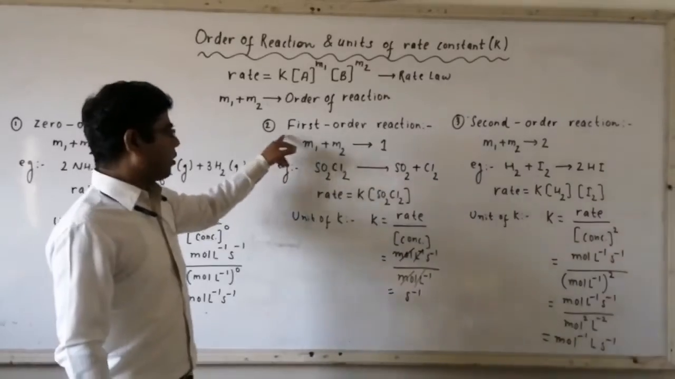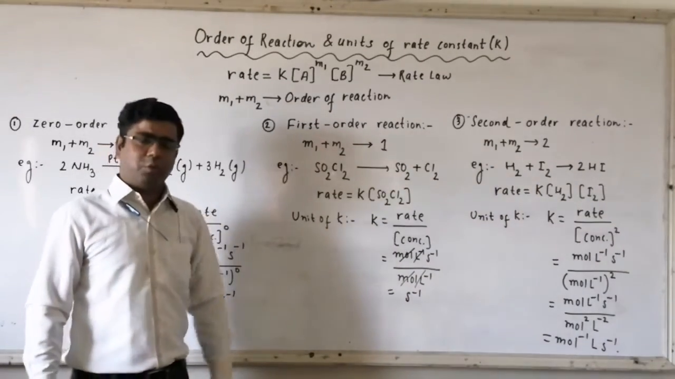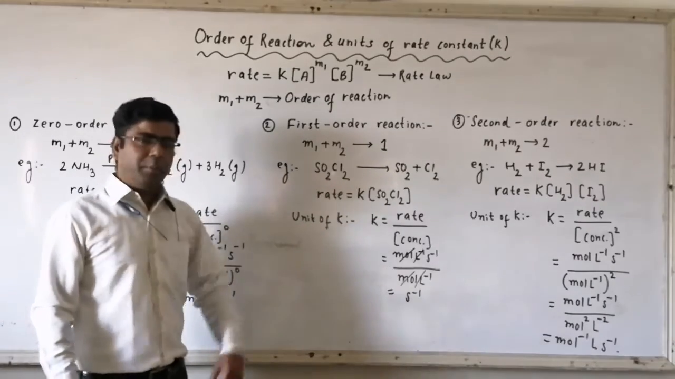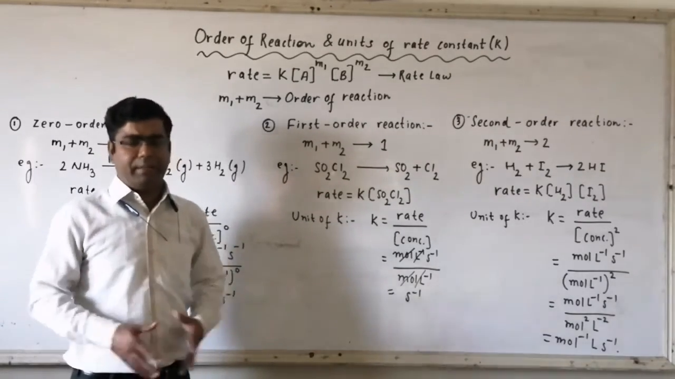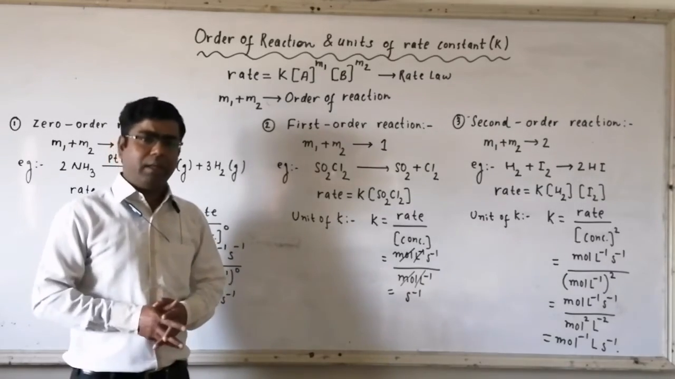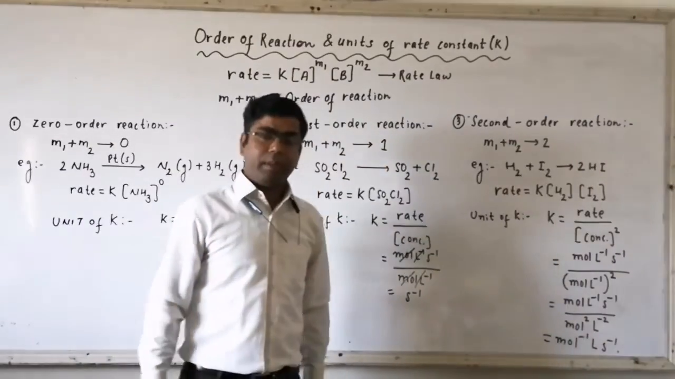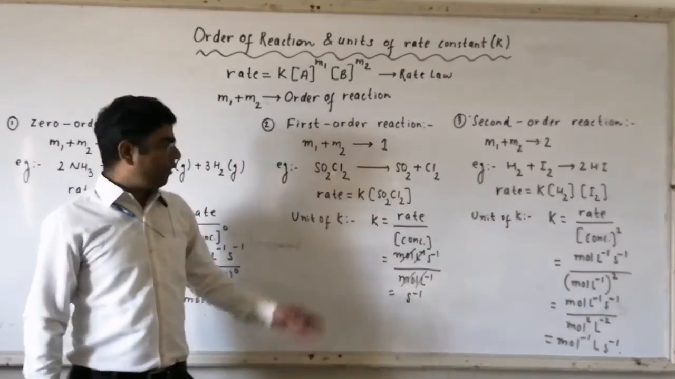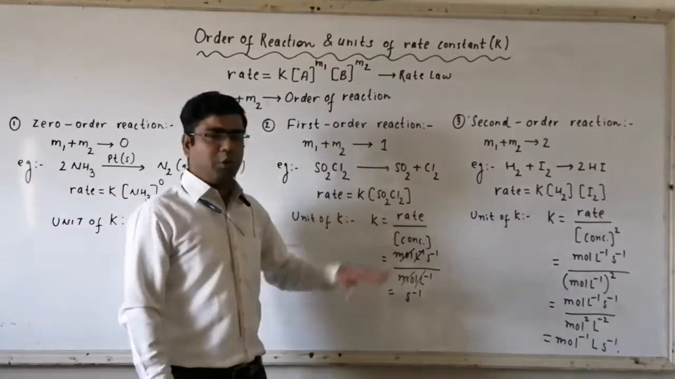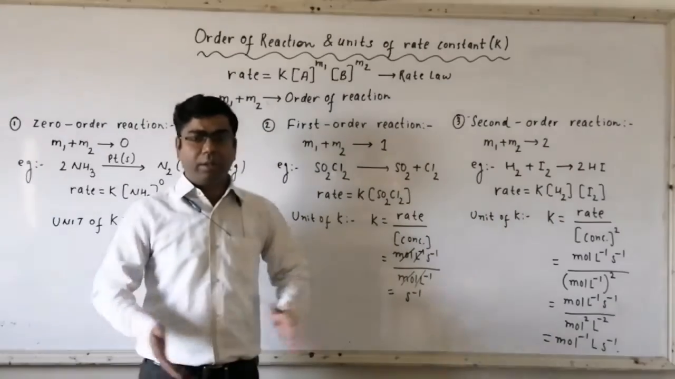Then let us come to first order reaction. Reaction where M1 plus M2 will be equal to 1. Example, decomposition of sulfuryl chloride, SO2Cl2. Remember, SO2Cl2 is sulfuryl chloride, which gives you SO2 plus Cl2. Rate can be written here as rate equals K into concentration of SO2Cl2 to the power 1. To the power 1 means it is a first order reaction.